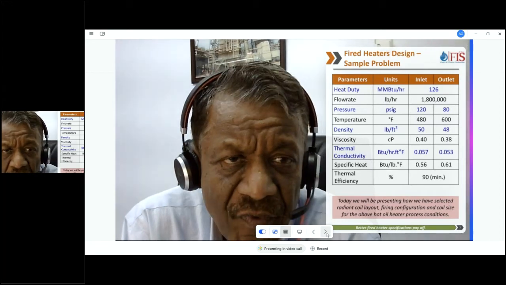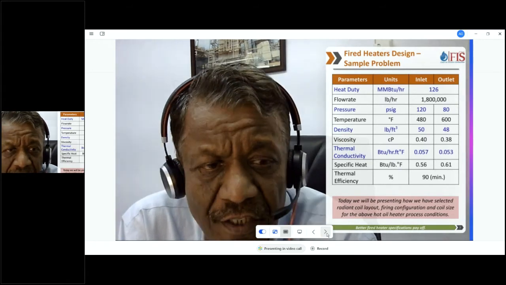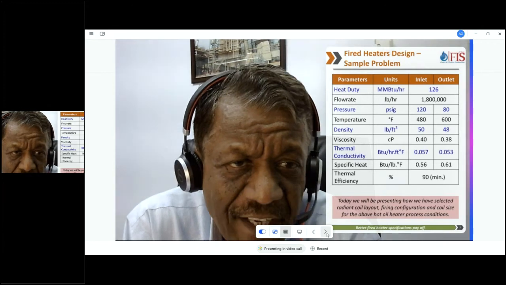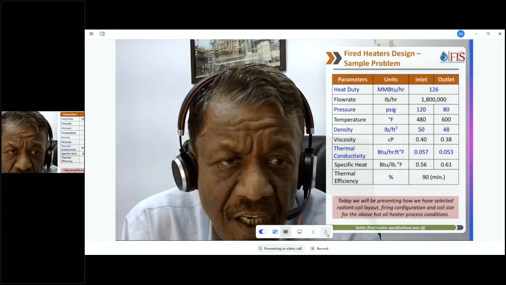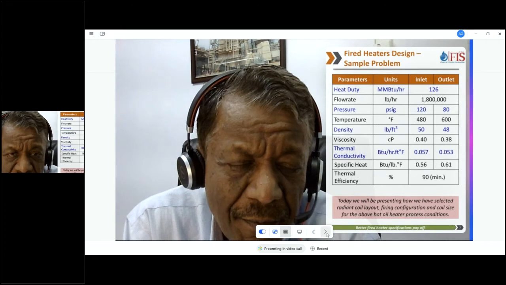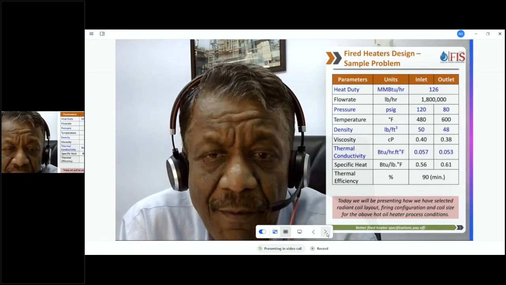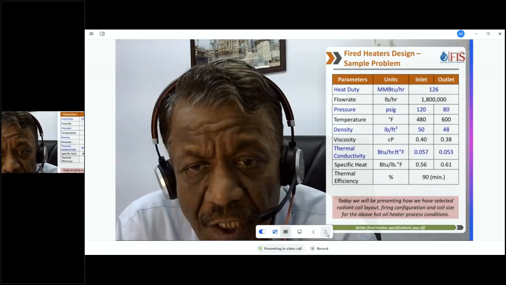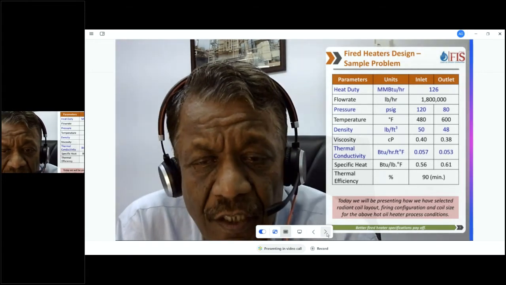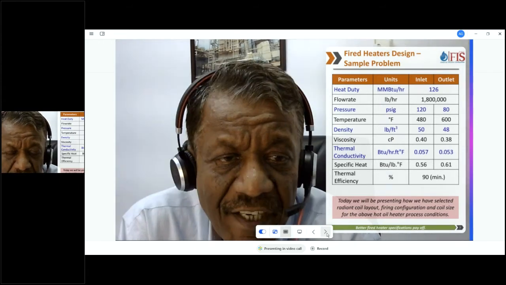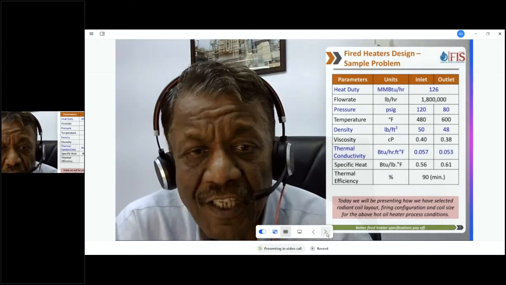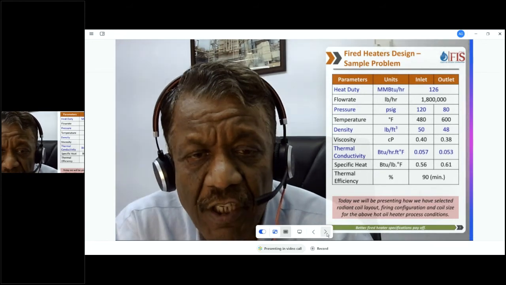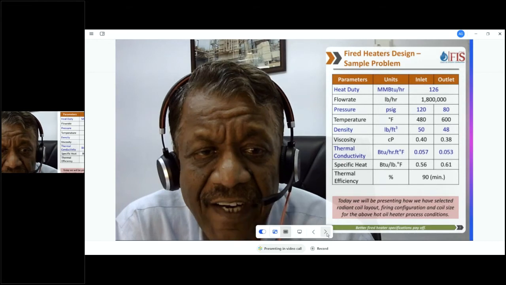But this is a hot oil heater, 126 million BTUs, heating terminal 66 from 480 to 600 degrees. Pressure drop available is about 40 psi. The client wanted 90% efficiency. So the moment you talk about 90% efficiency, you have to give an air preheater, especially if they don't want any waste steam. So that's what they wanted. So today we'll be talking about how we sized the radiant section for this hot oil heater.